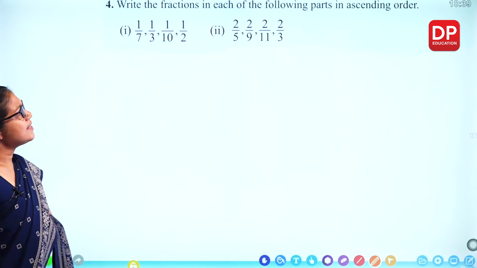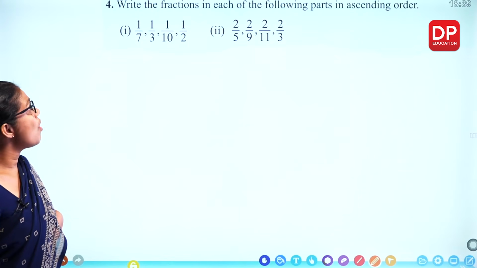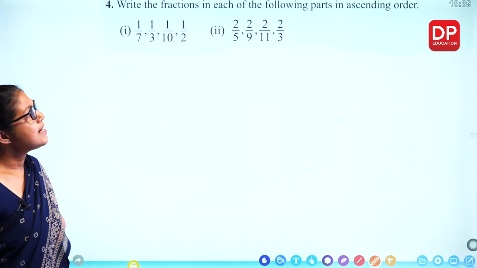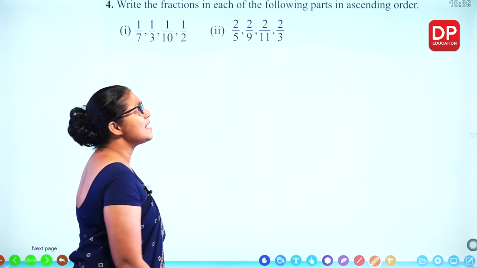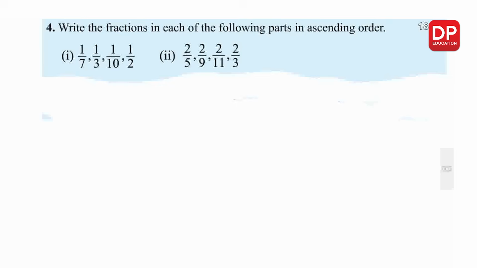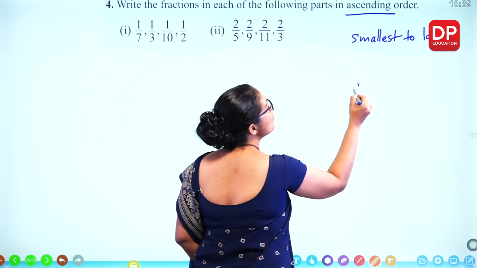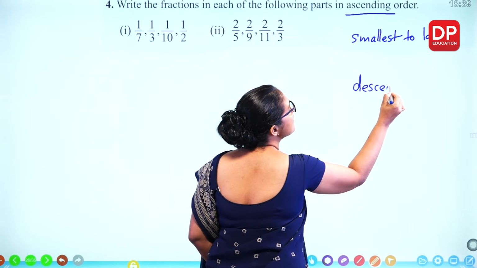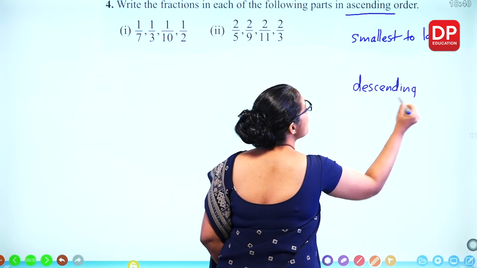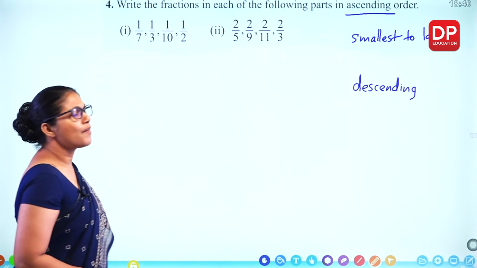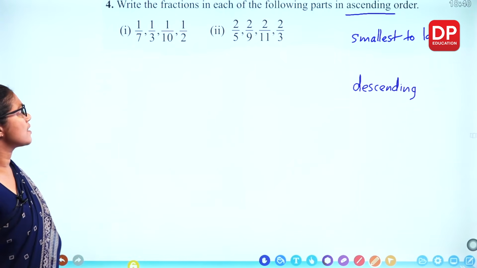So you have been given several fractions and you are asked to write them in ascending order. What does ascending mean? Smallest to largest. So what is the other one? Largest to smallest, descending order. So when you see the word descending, that means largest to smallest. In this one, you are asked to find smallest to largest.